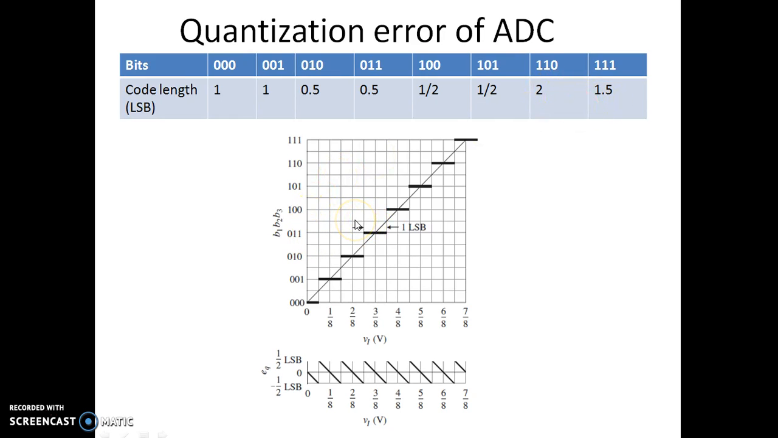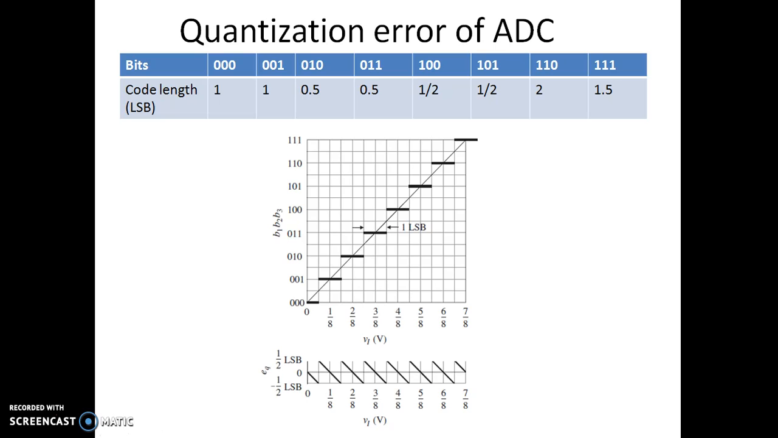Now this is the transfer characteristic of the ADC, which is an ideal one. As we can see here, the code length of each of the codes is 1 LSB. So this is the ideal case. In this ideal case, we know that the quantization error will be a maximum of half LSB and a minimum of minus half LSB. The peak-to-peak quantization error will be 1 LSB.